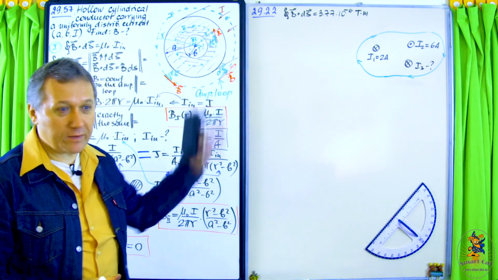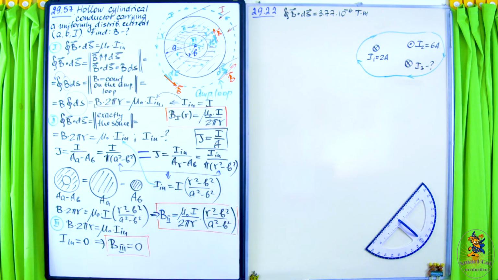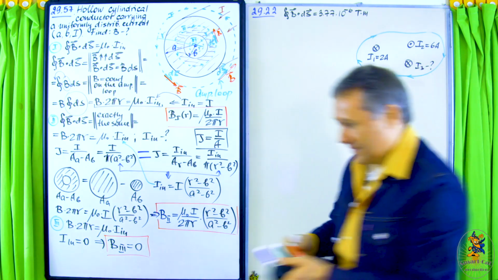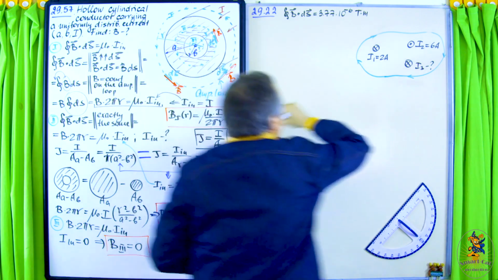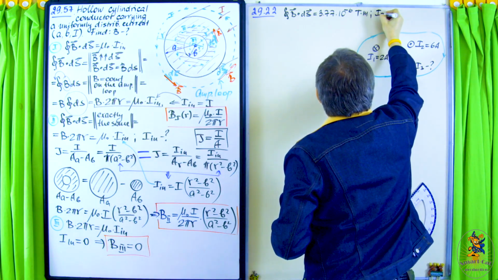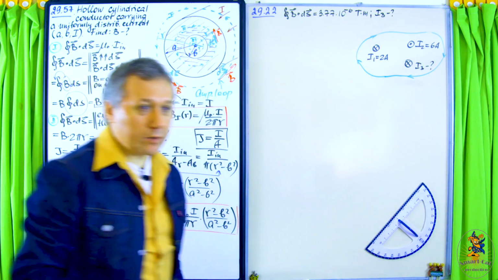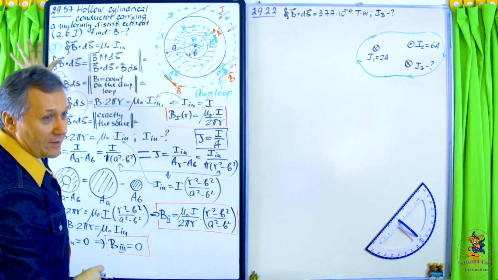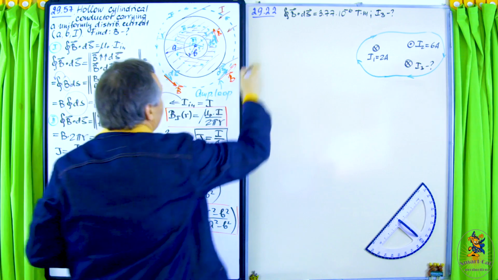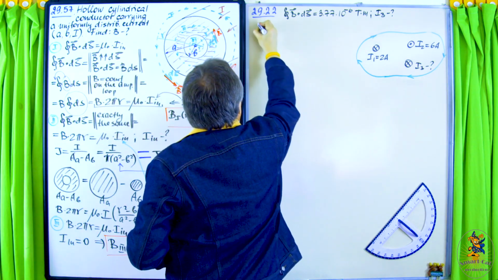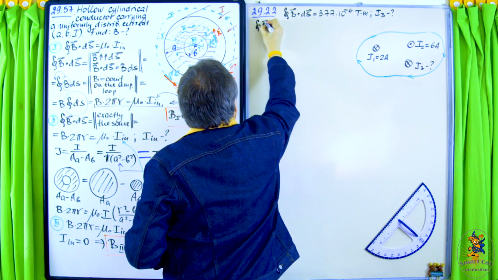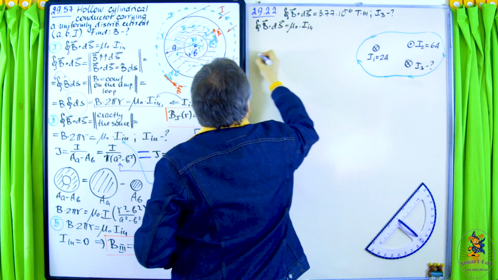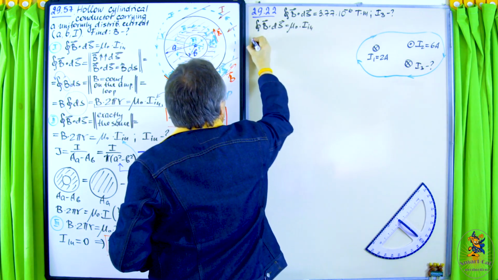Knowing this, we need to find I3. Go. Okay, so we need to find I3. This is a direct application of Ampere's law, and the left-hand side is given. Let me rewrite Ampere's law: B dot ds equals mu naught times I enclosed. So now the left-hand side is given.